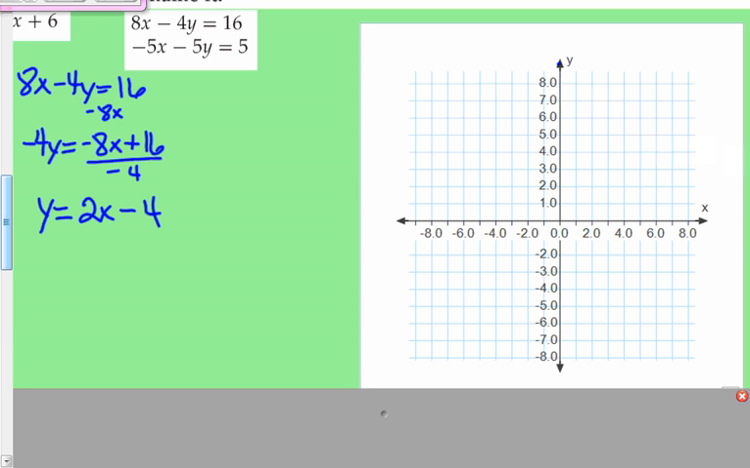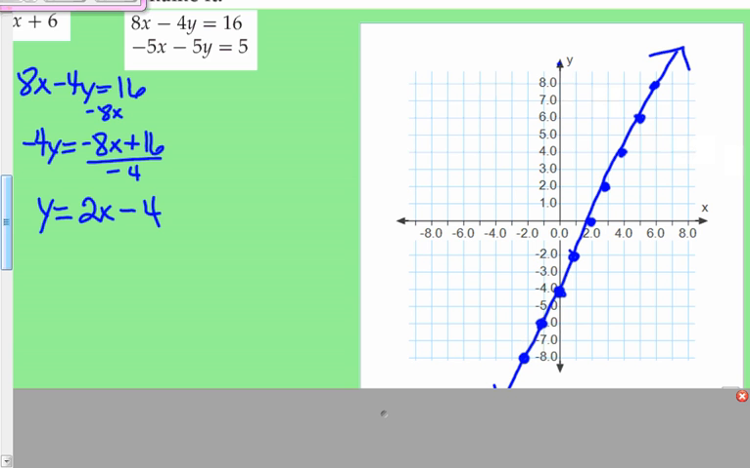So we'll go over here, go down 4, put a dot, that's our starting point. Then we'll go up 2 over 1, up 2 over 1. And that's how we'll graph our line. Or we'll go down 2 and left 1, because it is a positive slope. And we're drawing our line.